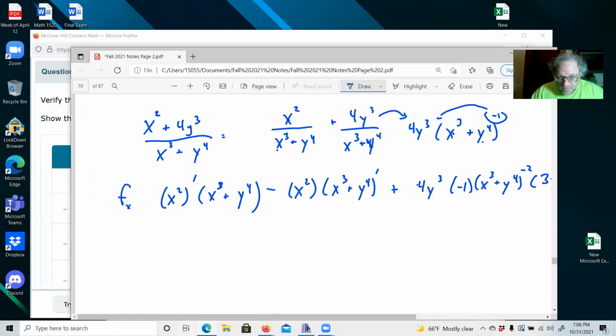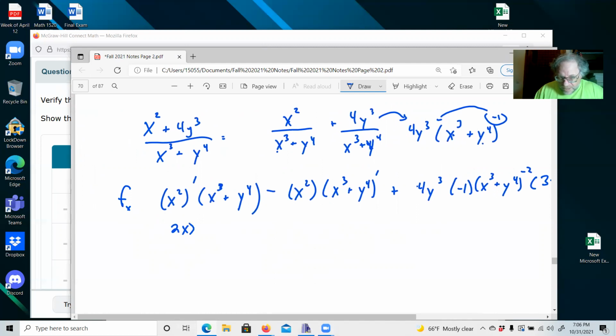So here we go. We're going to have the derivative of the first, 2x times x cubed plus y to the fourth, minus x squared. And then we have to take this derivative. So this is going to be 3x squared plus y to the fourth times 6x. Right? Oh, shoot. Just made the same mistake a lot of you guys make.